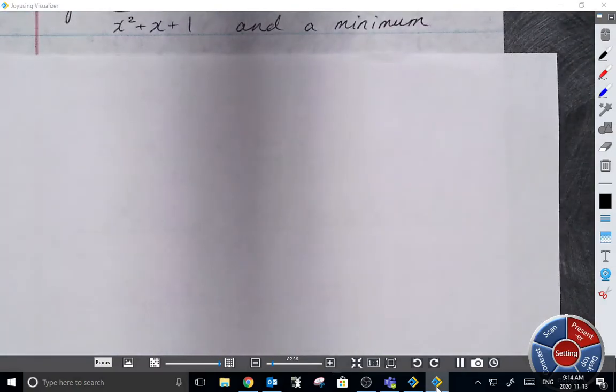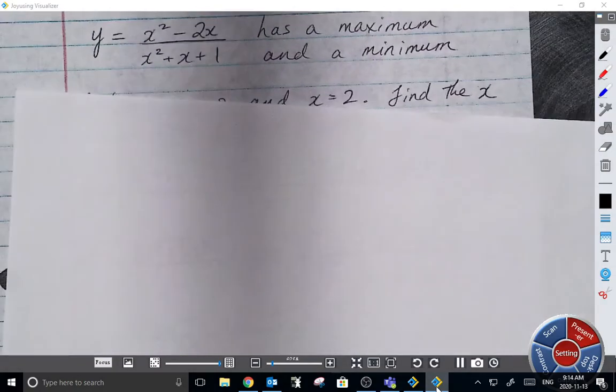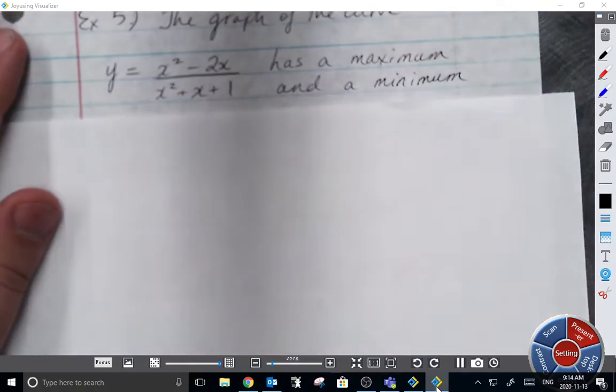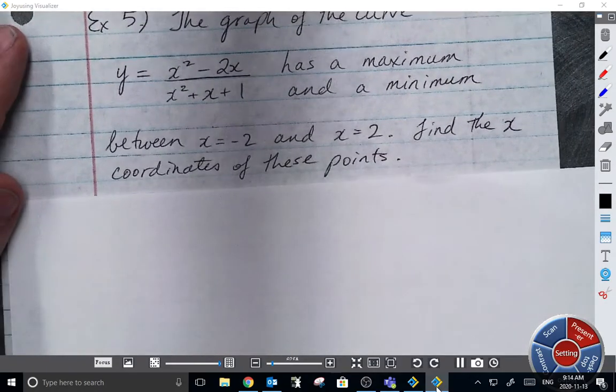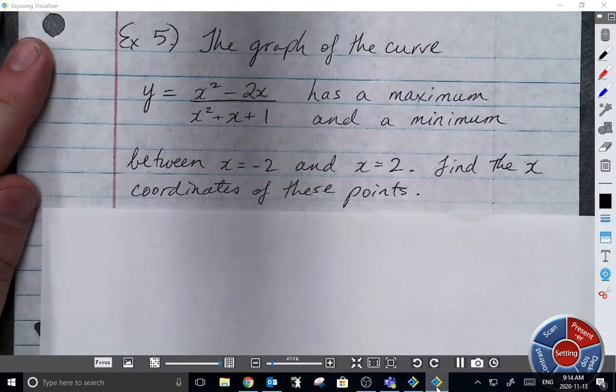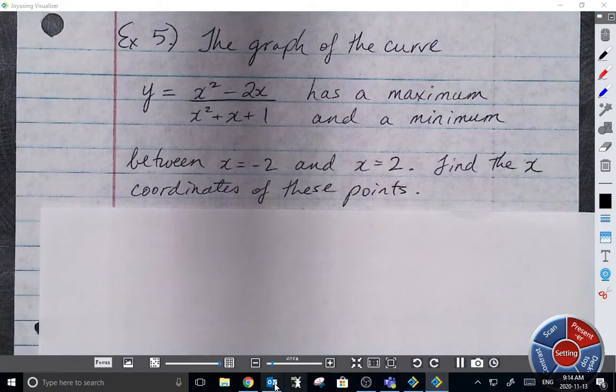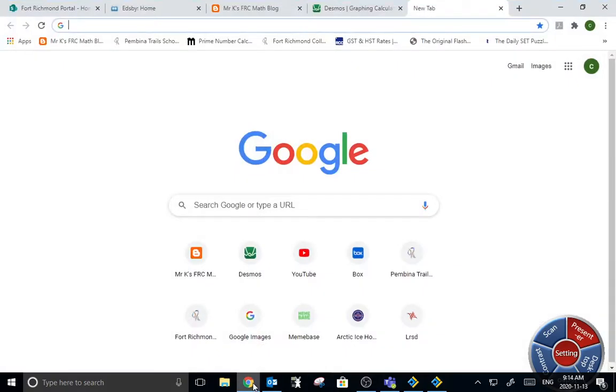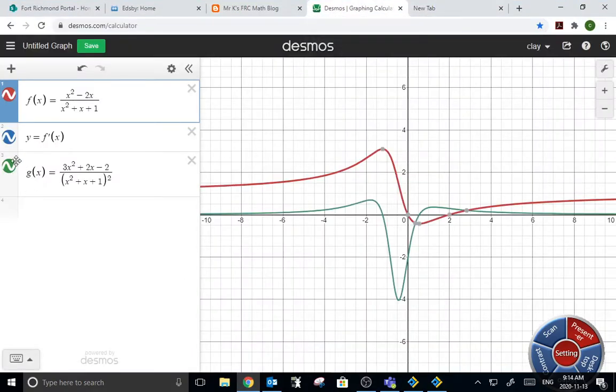Just for fun, let's take a look at what it would look like in Desmos. Hang on, let me get the question back. There we go. As you can see in Desmos, it ends up looking like this red line here. Again, it's a curve like that, but this part ends up dipping into the negatives for just a bit. And the question says that there's a maximum, there it is, and a minimum, there it is, between negative 2 and 2.